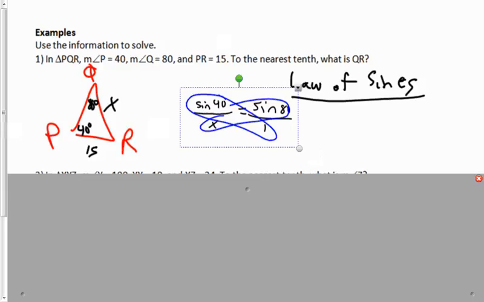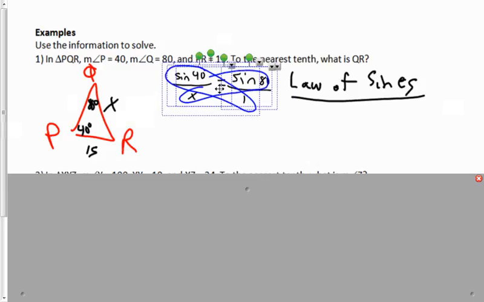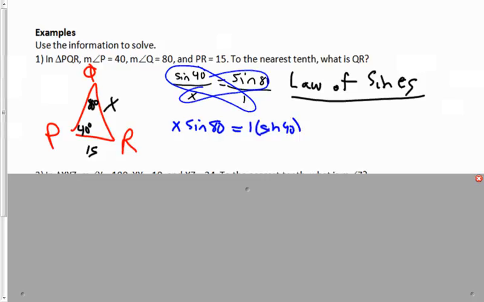I guess we have a little bit more room to solve this. All right, so when we do that, we're left with x times the sine of 80 equals 1 times the sine of 40. Okay, divide both sides by sine of 80, and we'll get what x is.